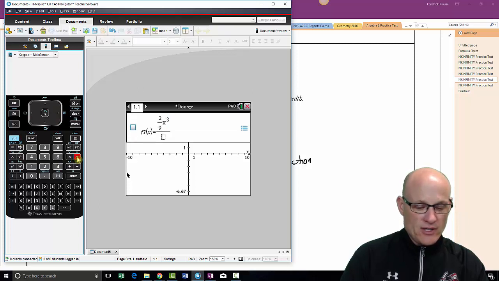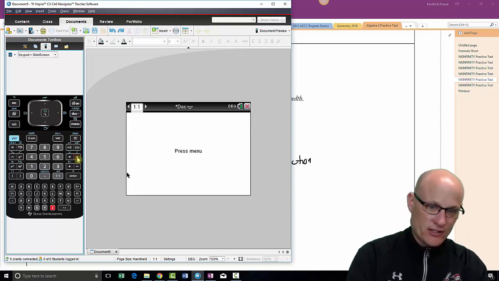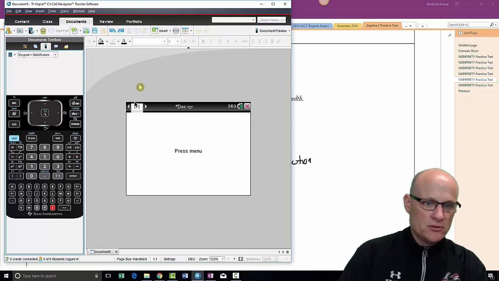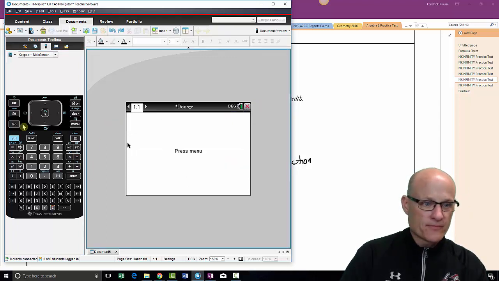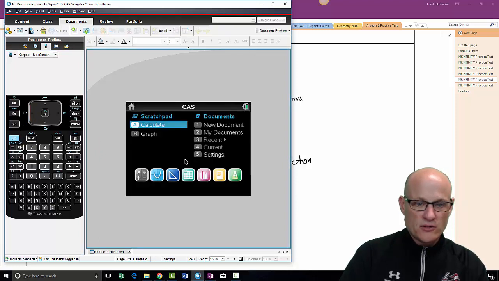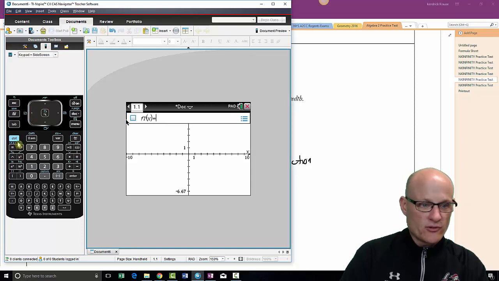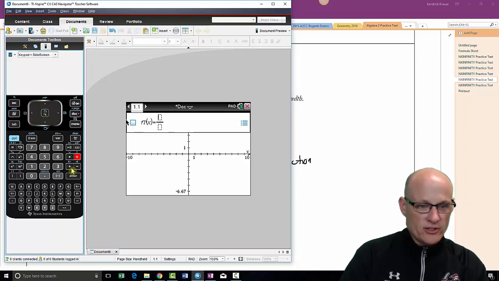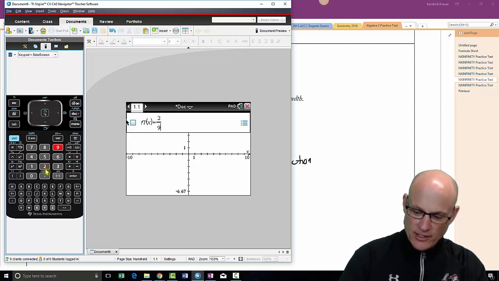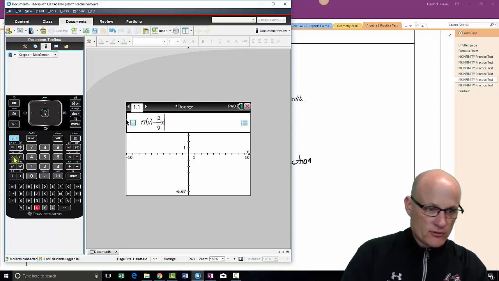Oops. Control Z. What just happened? Wait, cancel. Control division. You can scrub through this. Fast forward: 2 over 9. I know what happened. X cubed. Get out of cube mode. I forgot the plus sign, so it immediately thought we were going to go into division.